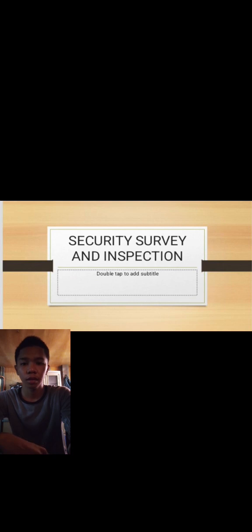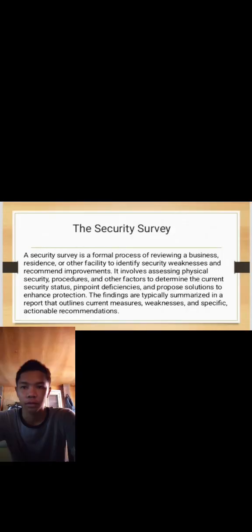So this is all about the security survey and inspection. The security survey. A security survey is a formal process of reviewing a business, residence, or other facility to identify security weakness and recommend improvement. It involves assessing physical security procedures and other factors to determine the current security status, pinpoint deficiencies, and propose solutions to enhance protection. The findings are typically summarized in a report that outlines current measures, weaknesses, and specific actionable recommendations.